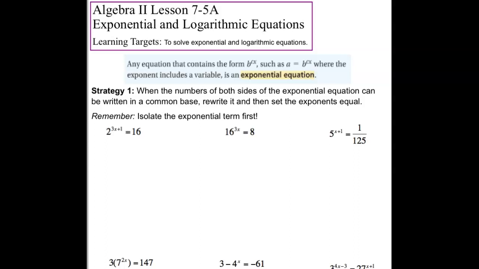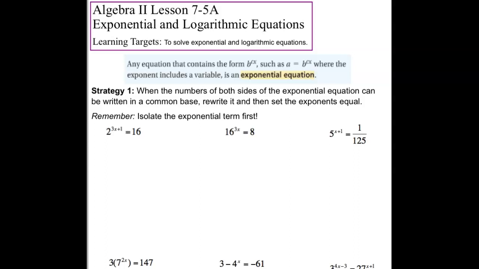Good morning. Today we're going to look at section 7.5a on exponential and logarithmic equations. Our goal today is to solve exponential equations. Any equation that contains the form b to some power, where there is a variable in the power, such as a equals b to the cx, the exponent includes the variable, that makes it an exponential equation.